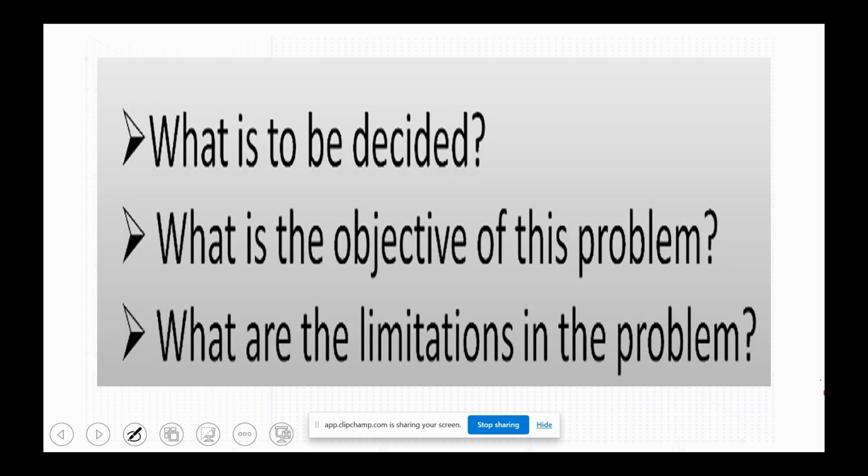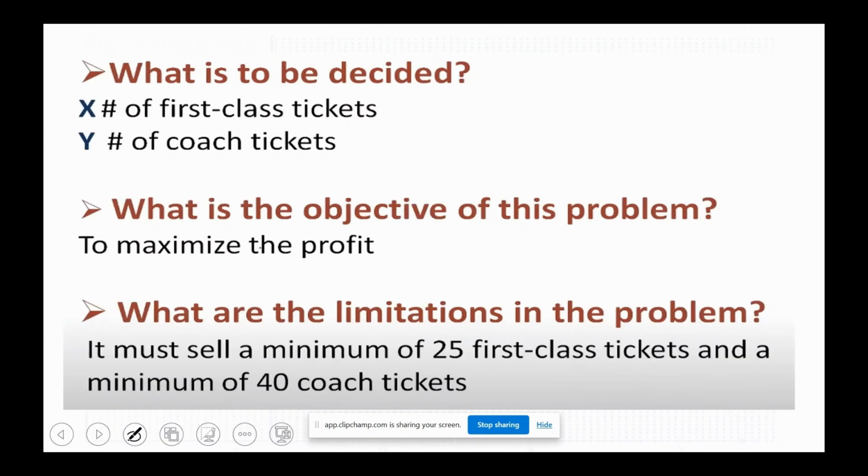These are the constraints. So let us see these three categories. What is to be decided? It is x and y. Let us assume two variables x and y. X is the number of first class tickets and y is the number of coach tickets which will be sold, in such a way that the constraints are met and profit is maximized. So that we have to find.